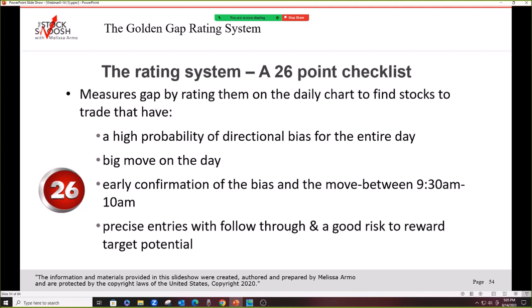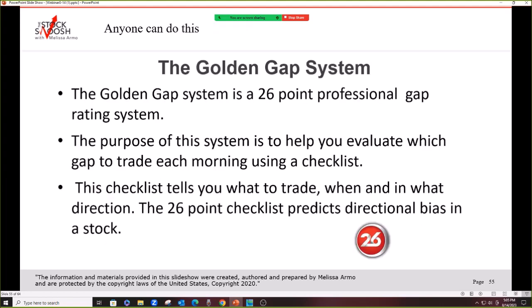But if you come and take my class, we'll learn the 26-point checklist. It measures gaps for rating them in the daily chart to find stocks to trade that have, number one, a high probability of directional bias for the entire day, a big move in the day, early confirmation of the bias on the move between 9:30 and 10, and precise entries with follow through and a good risk to reward target potential, which is of course what you want. So the meat and potatoes of what I do is the rating system. That is what you'll come and learn with me if you want to learn it.